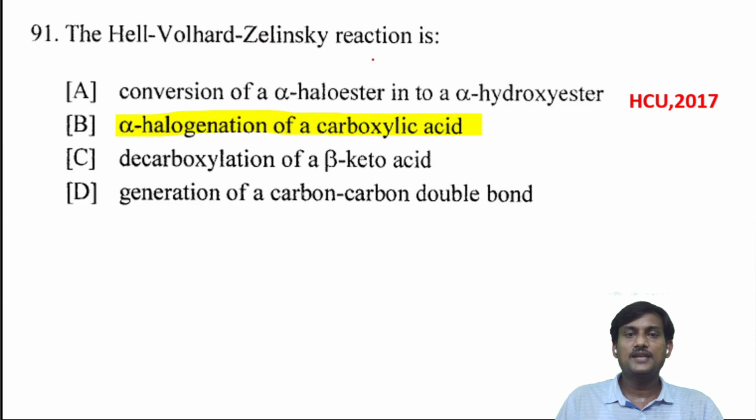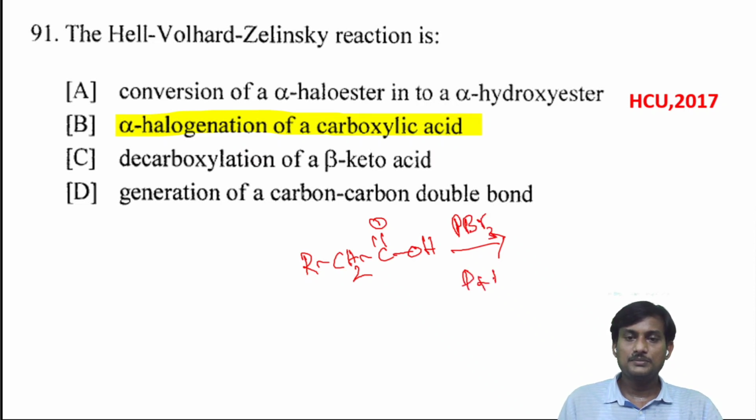The HVZ reaction is an alpha halogenation of carboxylic acid. So this is the reaction RCH2COOH. For this reaction, the carboxylic acid should contain alpha hydrogen. In presence of PBr3 or P plus Br2, there is an alpha halogenation, RCHBrCOOH. This reaction is named as HVZ reaction.